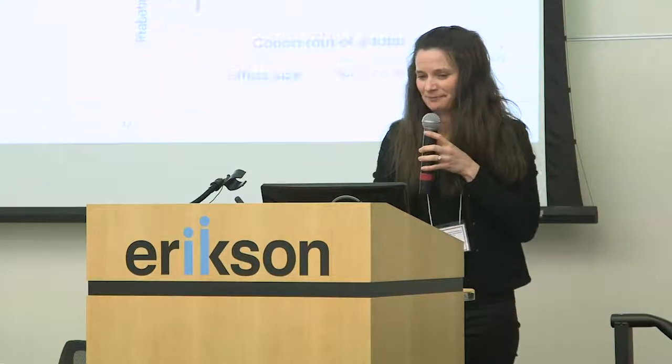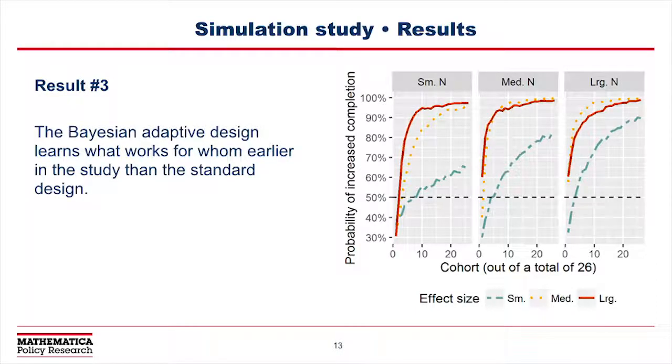All right, question number 3. I saved the best for last. This is a very exciting result that I'm excited to share with you guys. So here I want to know, can we learn more quickly what works for whom if we use a Bayesian adaptive design? And the answer turns out to be a resounding yes. So to answer this question, I'm going to give you another thought experiment. I'm going to ask you to imagine a year-long intervention. We're enrolling a new cohort every 2 weeks, so that amounts to 26 cohorts total over the course of the year.